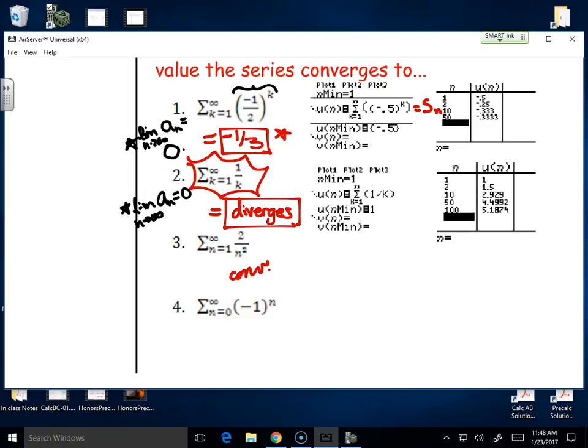I'm going to leave it to you guys to go ahead and play in your calculator and figure out what number 3 is converging to. I told you it's converging because I know all these tests that we still need to learn over the next few weeks. So I was able to say that. However, my question is, what is it converging to? Use your calculator to figure it out. All right, let's keep going.